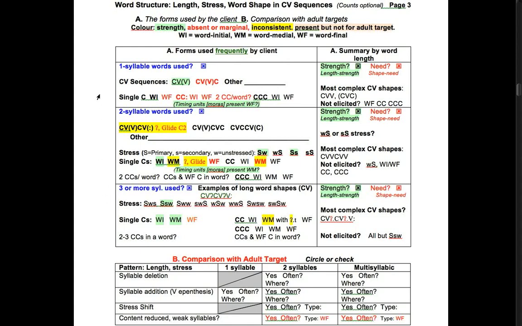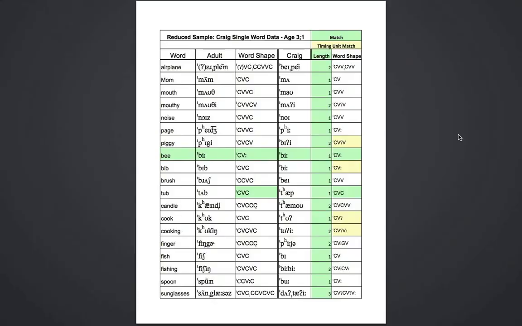Let's take an example from Craig's data. Begin by looking at word shapes that Craig uses for 1 syllable words. Does he use 1 syllable words? Yes, looks like he matches word length up to 3 syllables actually.